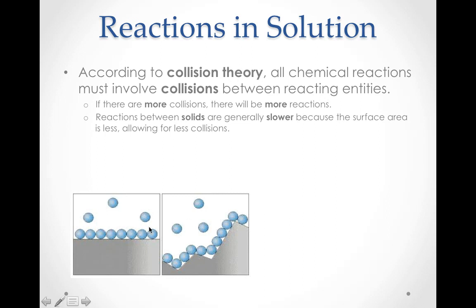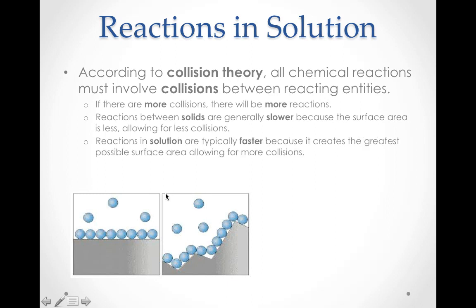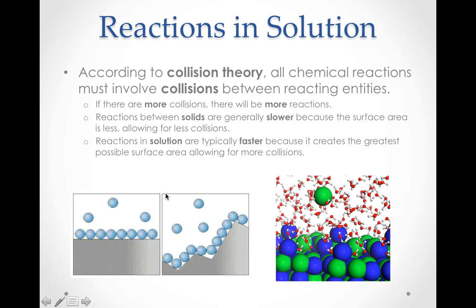So if we look at this picture here, we have a solid material reacting with these blue spheres. The only place where a reaction can actually take place is on the surface where these entities can actually come together. Now, if we have a reaction in solution, we're going to find that those are typically going to be faster, okay? Because this allows us to have the greatest surface area, right?